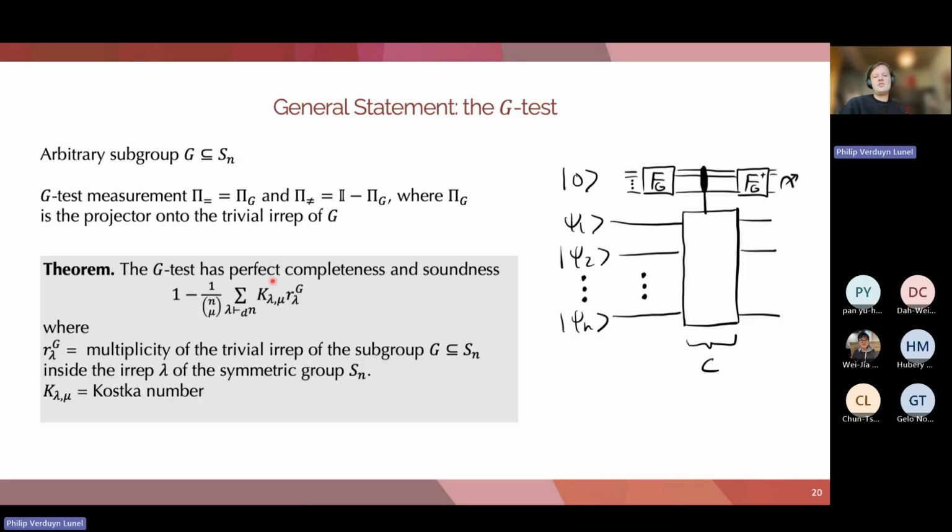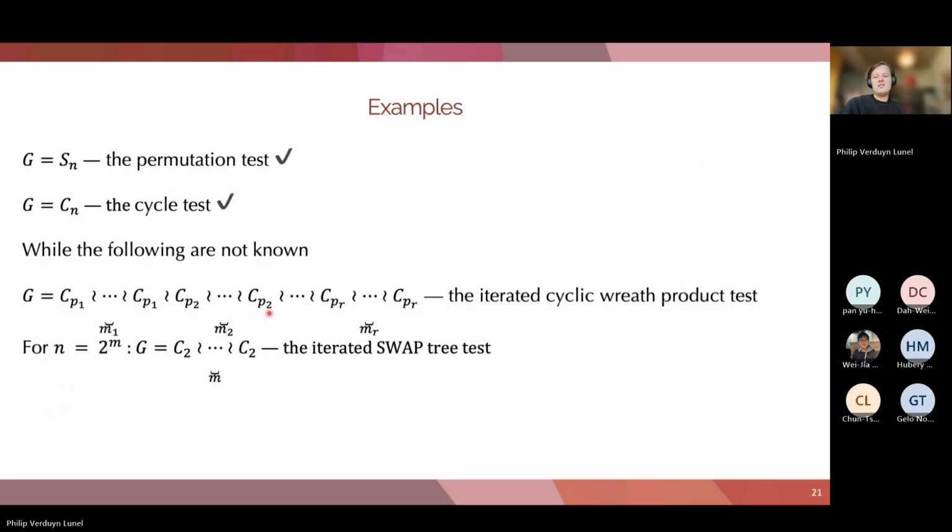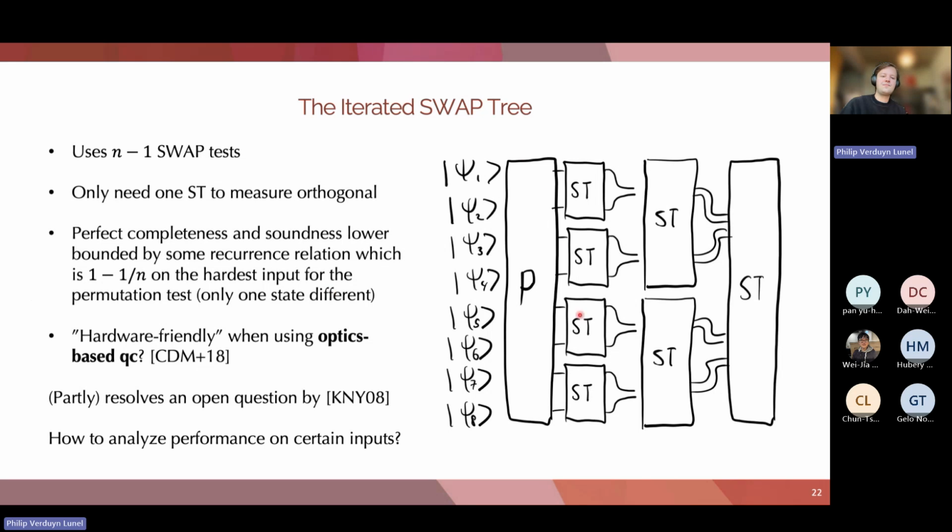And basically this theorem says you can compute exactly how well this test would work if you would know these quantities for this group, the iterated wreath product of the cyclic group two with each other. But this is actually very difficult. So we have no idea how to compute this iterated wreath product of these swap trees. But our theorem says that if you could compute these quantities, then you can compute the exact performance of this test.